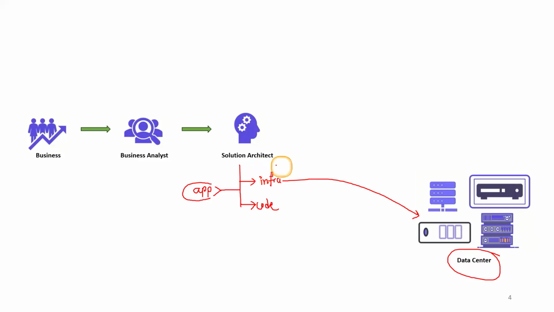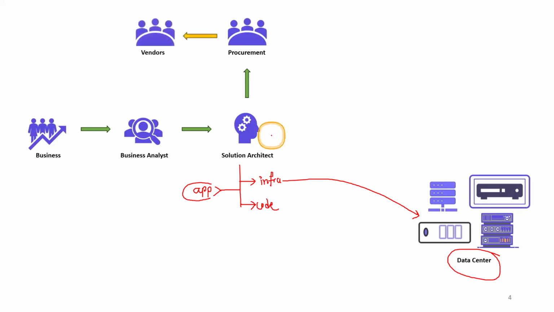But if those infrastructure components, those servers, are not available in the data center, that's where the solution architect will create a request to the procurement team. Okay, so the procurement team will be connecting with the vendors team. The solution architect says, oh, we need this much infrastructure. I see that it is not available in the data center. Can you raise a request to the vendors team? That's why he will raise a ticket to the procurement team.